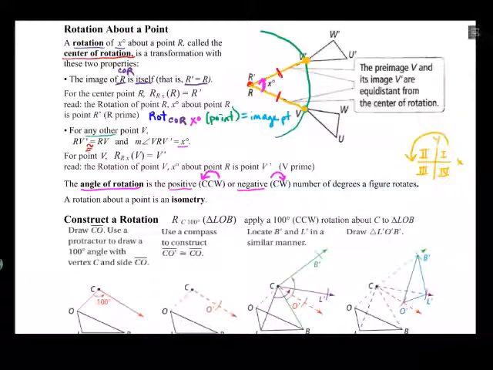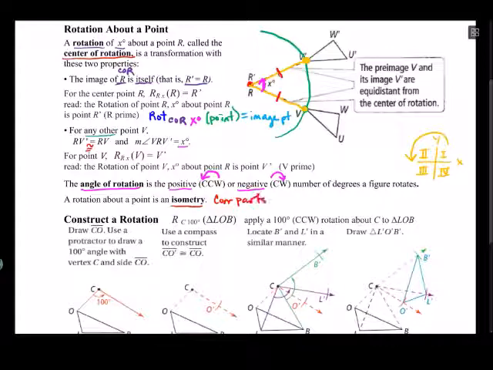So pretty nifty. A rotation about a point is an isometry. Do you remember what isometry means? That means that corresponding parts, so segments and angles, all of our corresponding segments and angles, are congruent. Angle preserving, distance preserving.